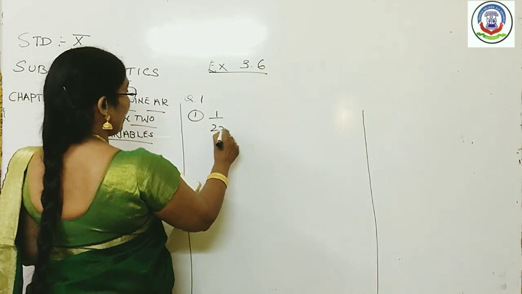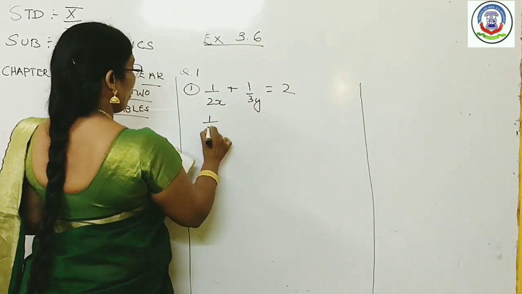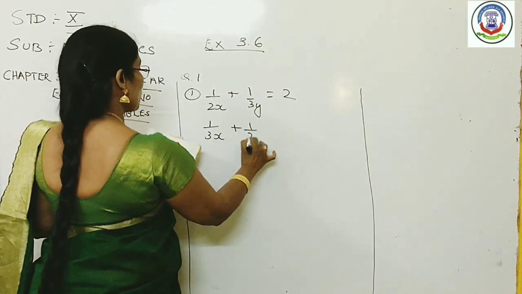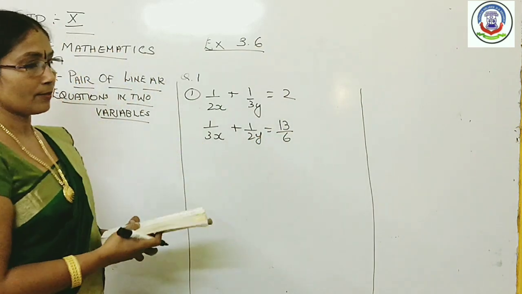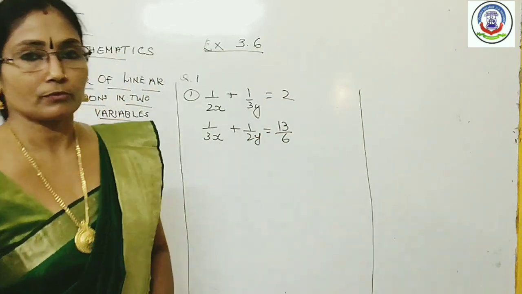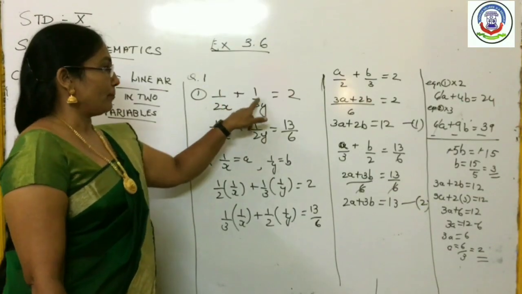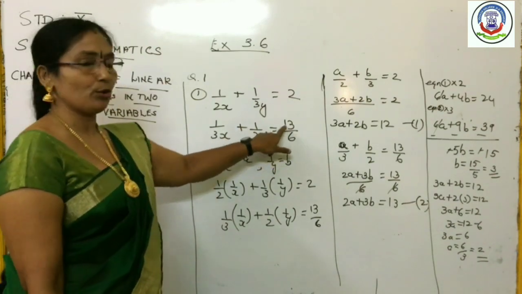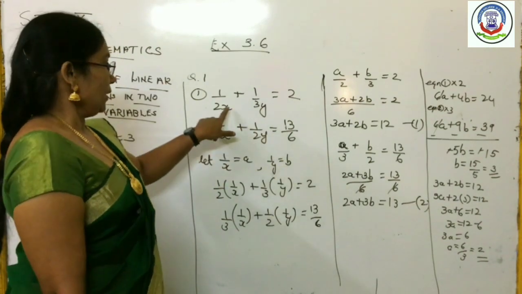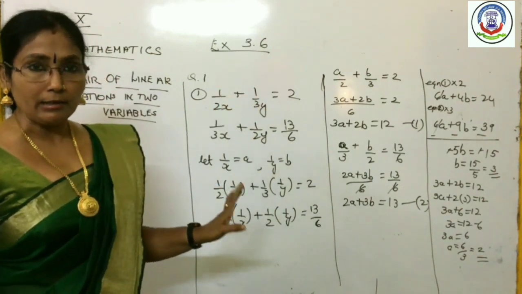That is, 1 by 2x plus 1 by 3y is equal to 2, and 1 by 3x plus 1 by 2y is equal to 13 by 6. Here x and y are the variables, but you know that this equation is not in the linear form.